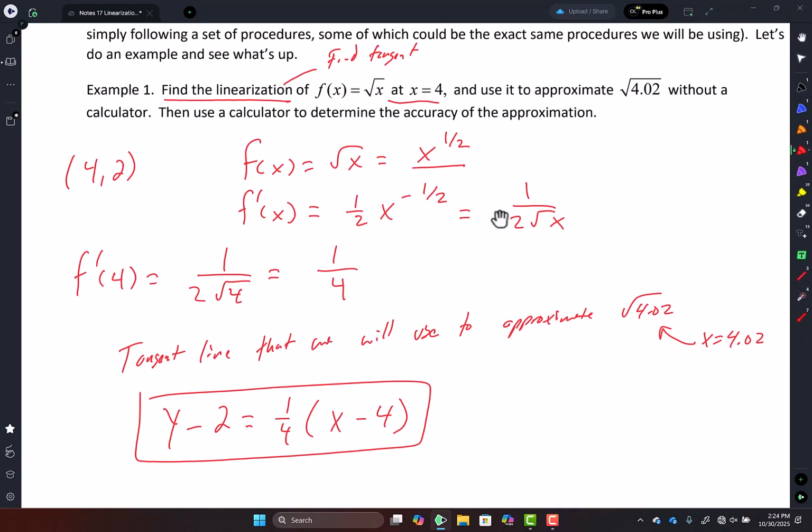It's just the approximate y value of the curve is y squared of x. So if I want to find the y value at the square root of 4.02, I'm going to use this to approximate what that square root of 4.02 is. What is that value? It's a y value.